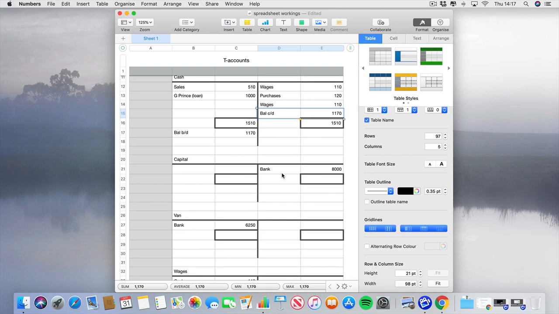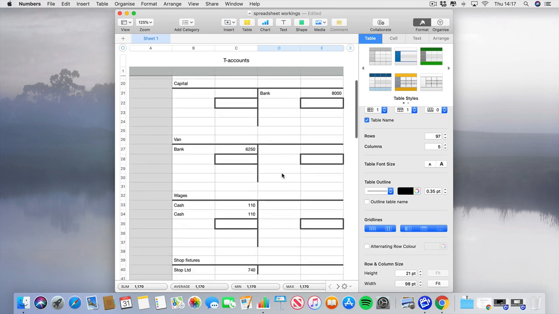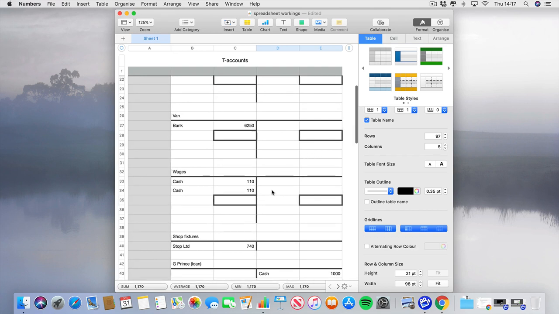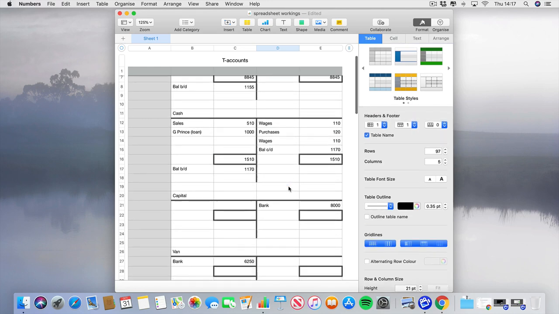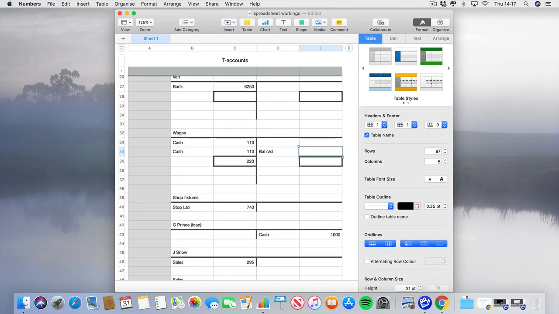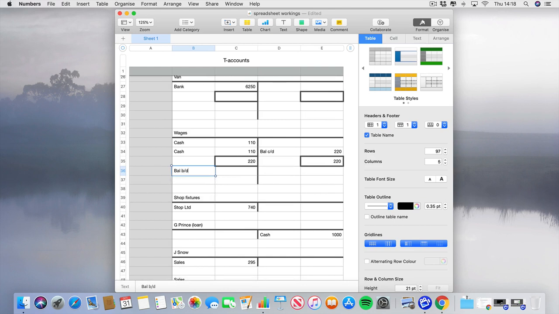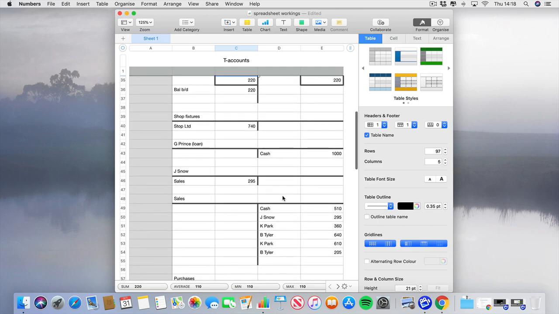Capital, I'm going to leave that because that's just one figure. The van is just one figure, so I'm going to leave that. The wages, there's nothing to carry down really. I mean, we can still carry it down just to show you how it works. This column comes to 220, so this column has to come to 220. You can do it on the top line or the bottom line, it doesn't really matter. I always used to do it on the bottom line for neatness. If you remember, we're using the phrase balance carried down here, which is going to be 220. So that figure there will also be 220 because that balances, and the balance brought down is 220. We've had two transactions in the wages, so to carry that down, it's 220. Hope that makes sense. The shop fixtures, G Prince Loan and J Snow, they've only got one figure in.